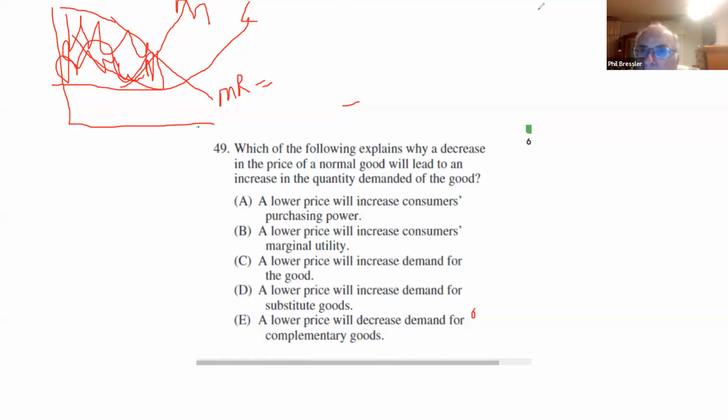Okay. What do people got for 49? All right. Okay, it's A, right? Because if Coke is $1 a can and I have $10, I could buy 10 cans. If it goes to 50 cents, I could buy 20. So that's the income effect, which is really about purchasing power. The second thing is the substitution effect. If price goes down, I'm going to buy more Coke than Pepsi. And then the third would be the law of marginal utility.